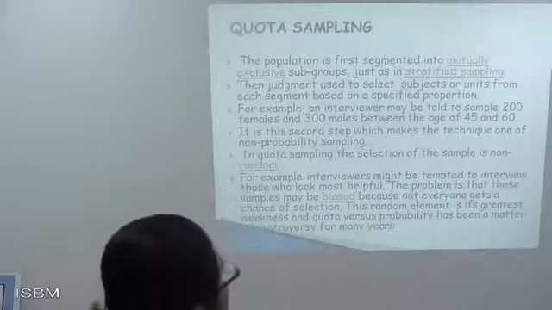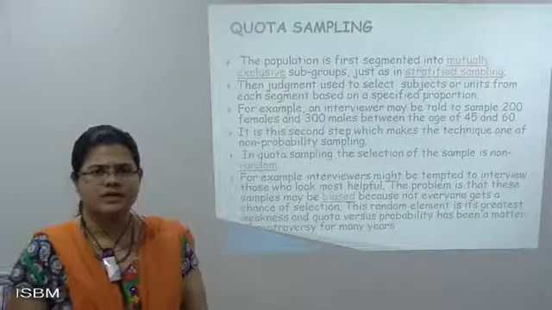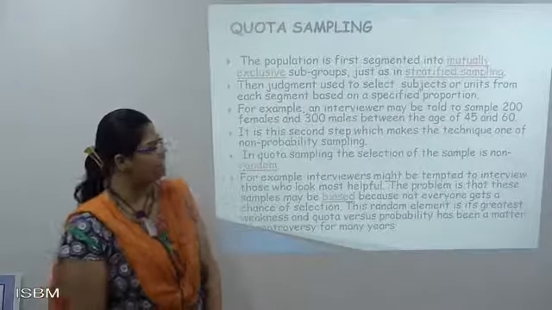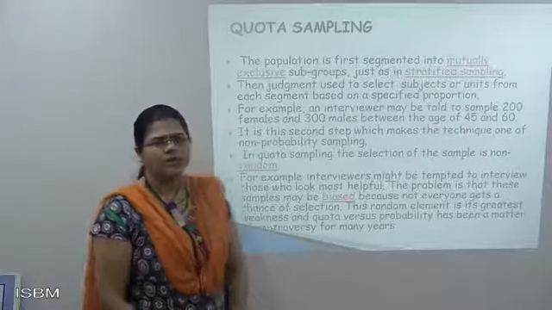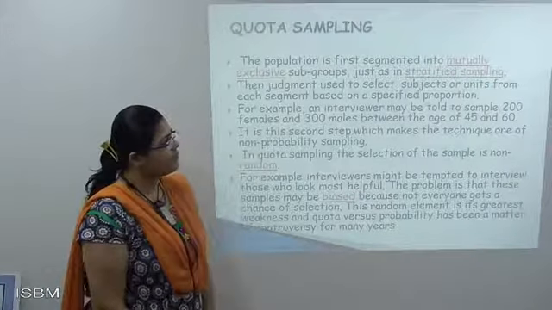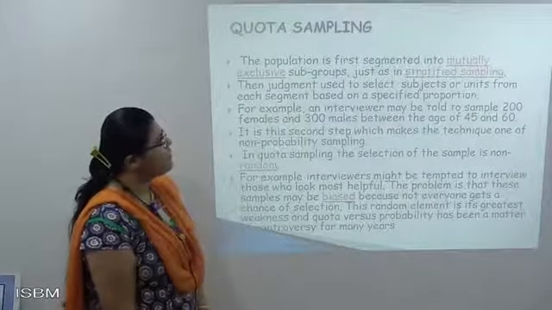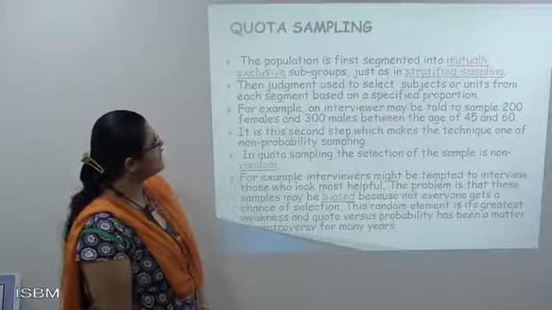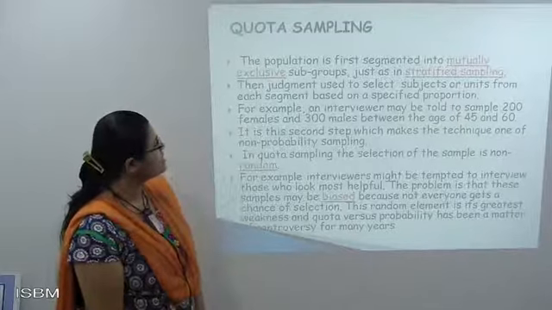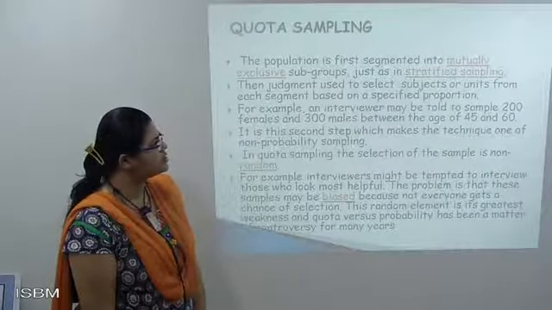Now, quota sampling. Now here we are into the second one, that is non-probability sampling. What are quotas, and from these quotas what information do you get? The population is first segmented into mutually exclusive subgroups, just as in stratified sampling, then judgment is used to select subjects or units from each segment based on a specific proportion.